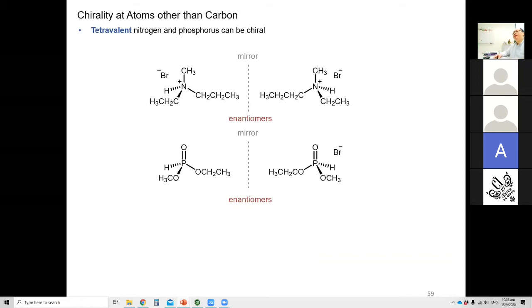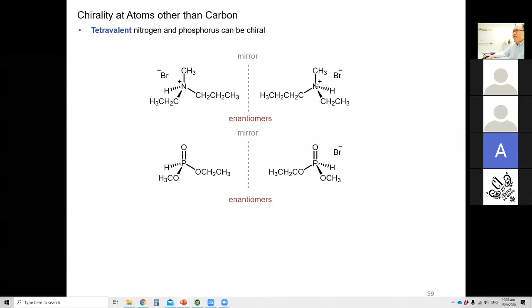So we learned that a stereocenter is a carbon, or an atom, with 4 different substituents, right? So how about atoms other than carbon? Here we have a tetravalent nitrogen, and the nitrogen has 4 substituents, in this case 4 different substituents.